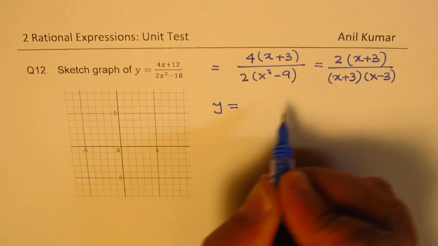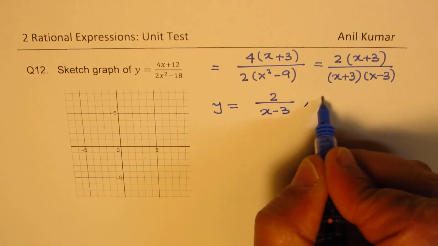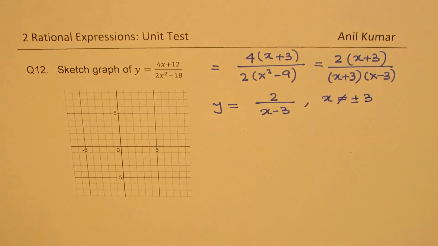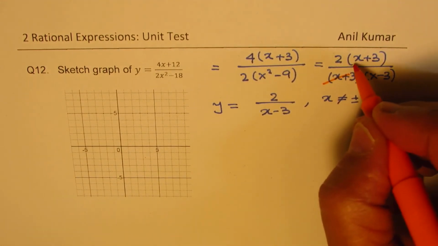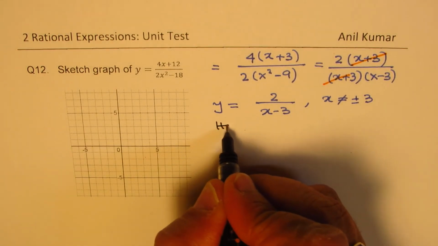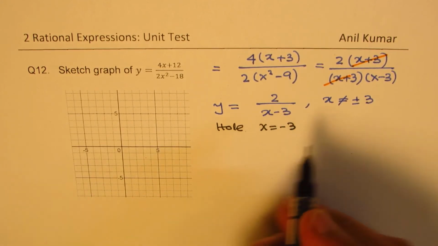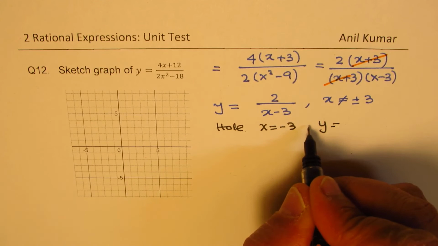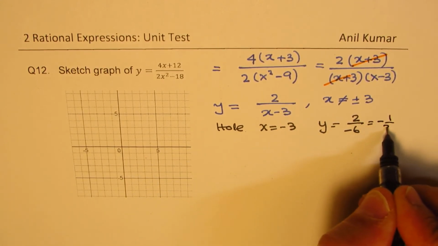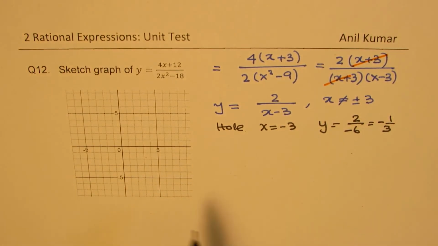and this can be written as y equals to 2 over x minus 3, where x is not equal to plus minus 3, correct? Now since one of the factors cancelled, we have a hole at x equals to minus 3, right? So we have a hole at x equals to minus 3. So if I substitute minus 3, then the y value will be 2 over minus 6 or minus 1 over 3, correct? So we have a hole at minus 3, minus 1 over 3.